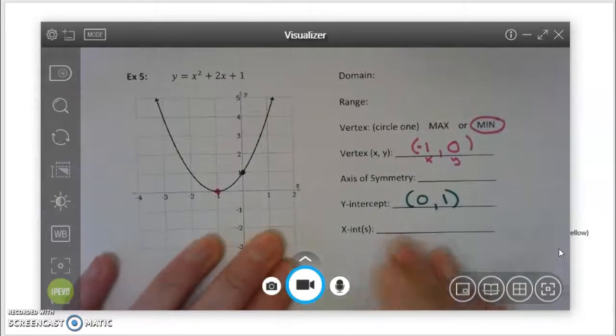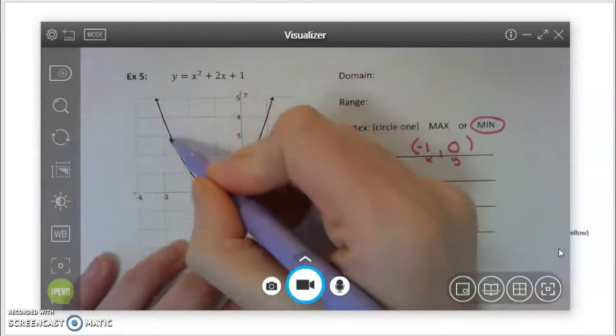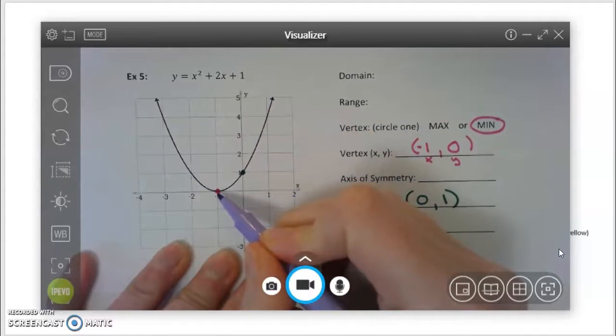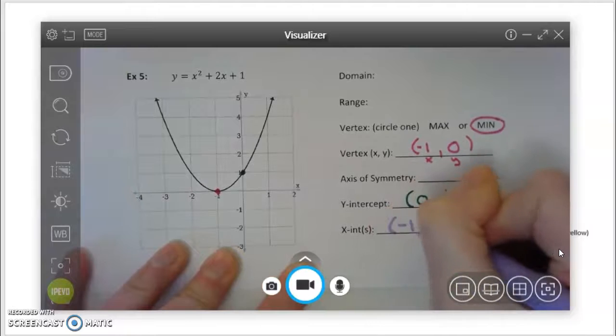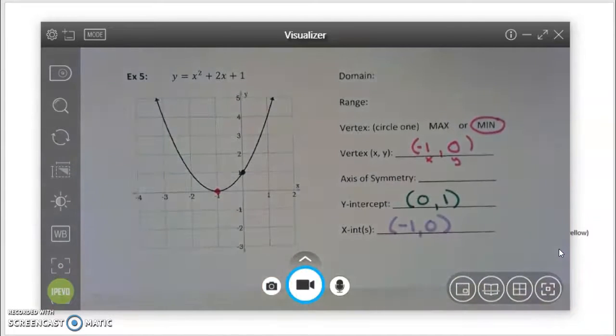On example number 5, my parabola moves down. It touches the x-axis in this one spot at -1 and then goes back up. That is considered an x-intercept. So it is at (-1, 0). Okay.